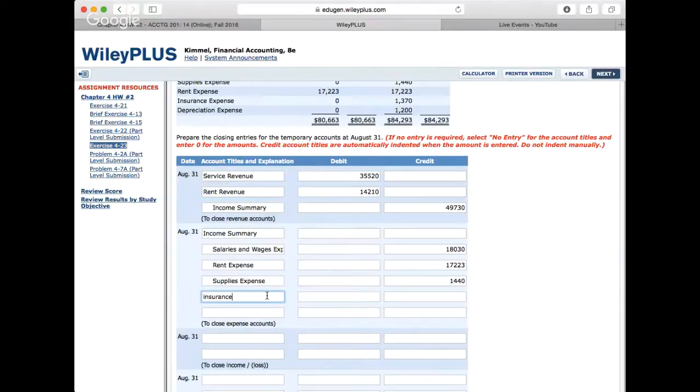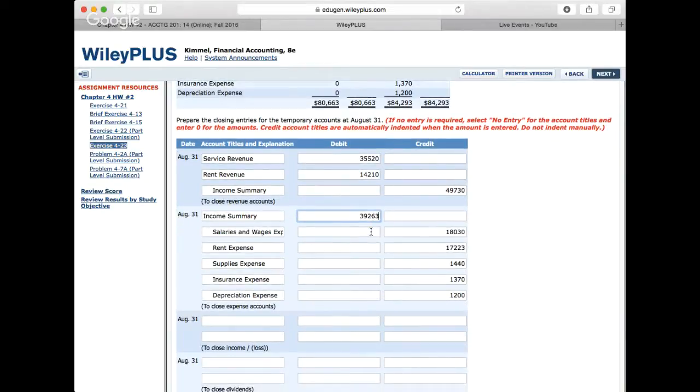To continue, we have insurance. Insurance expense is $1,370. And the depreciation expense account, which was at $1,200. Which, in balancing this out, we should reach a total of $39,263.